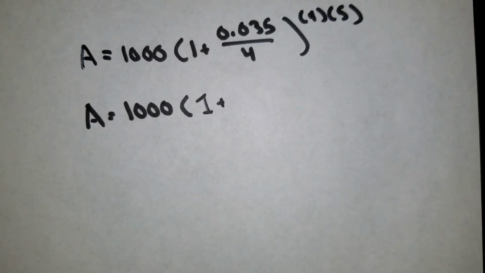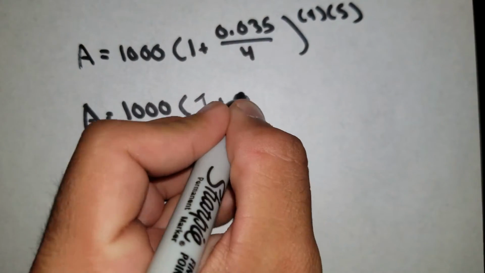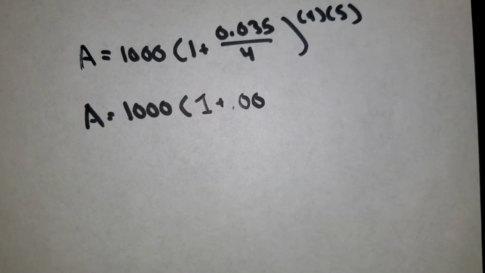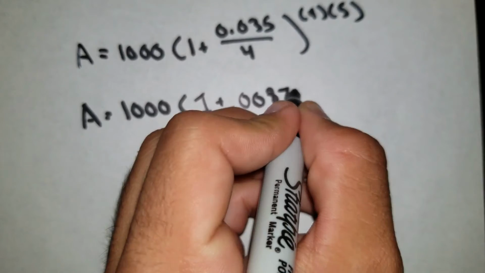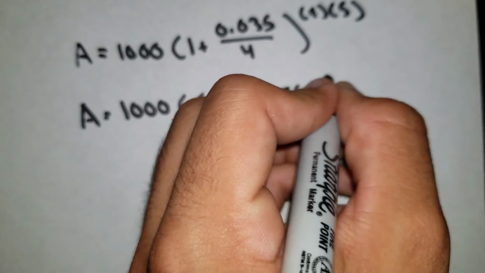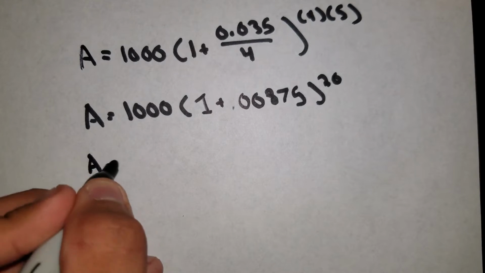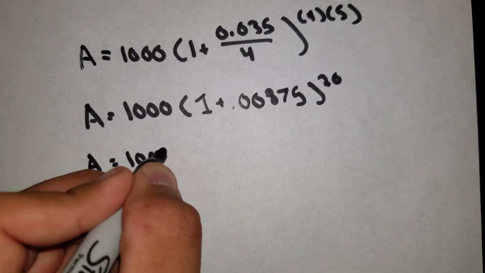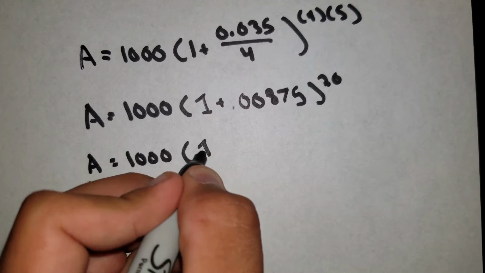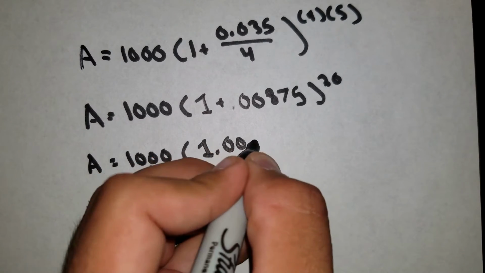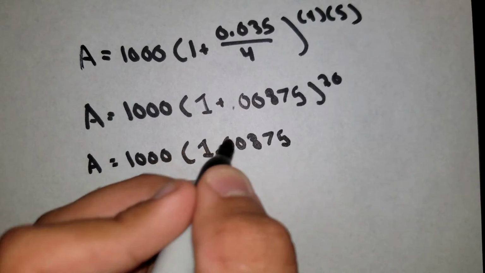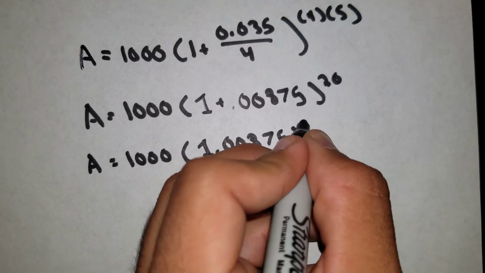So 0.035 over 4 is equal to 0.00875. And 4 times 5 is 20. Then we add 1 plus 0.00875, which will equal 1.00875.